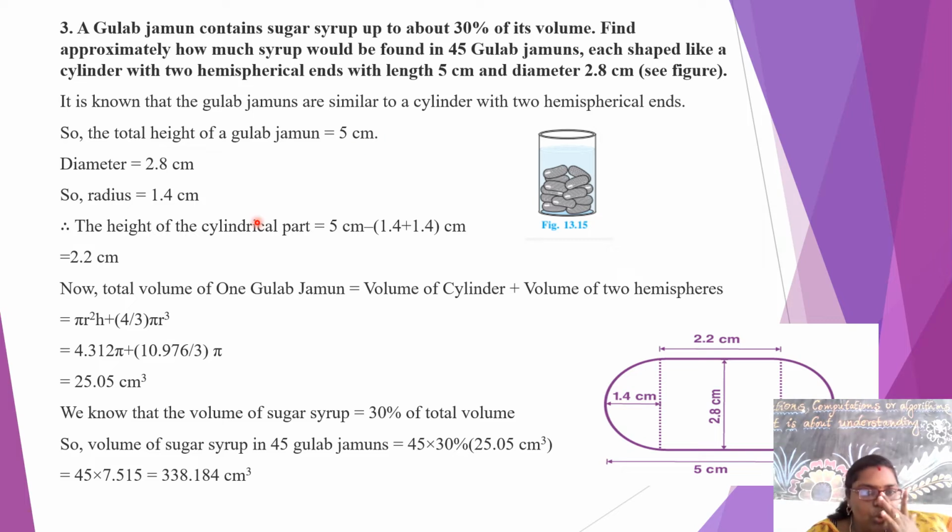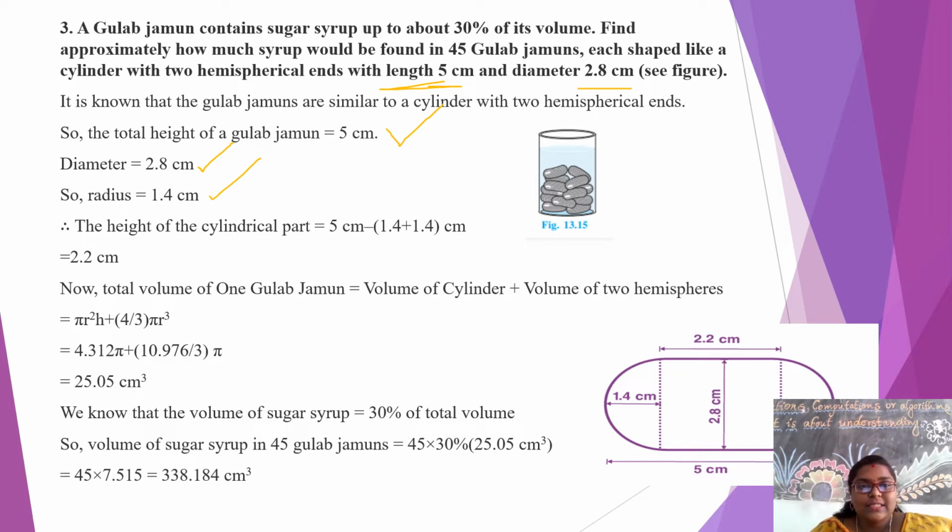So now the total height of the gulab jamun they have given, see, listen here. Here they have given length is 5 centimeter. So the height of the gulab jamun is 5 centimeter. Diameter is 2.8 centimeter. So here we have written 2.8 centimeter. If diameter is 2.8, what about the radius? 2.8 divided by 2 will give you 1.4 centimeter.